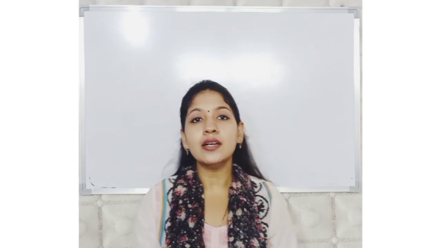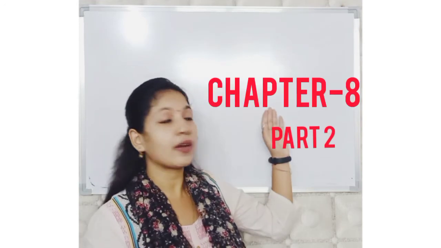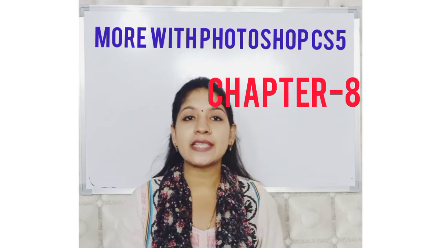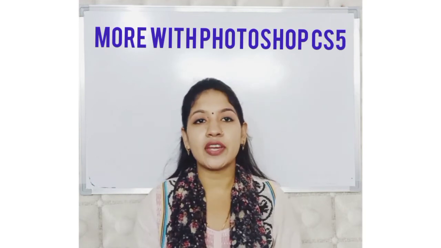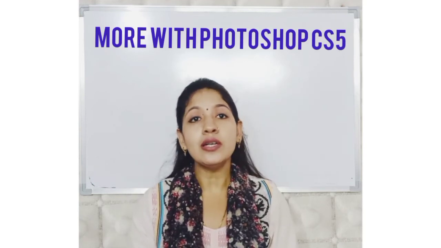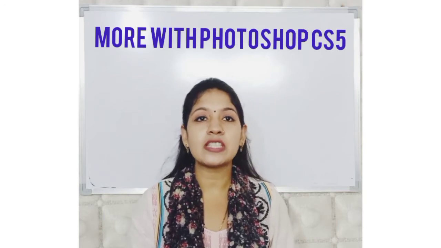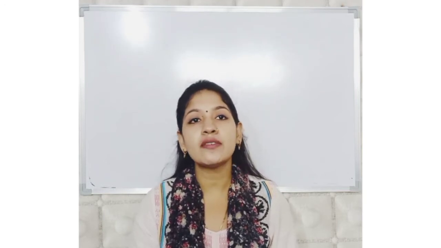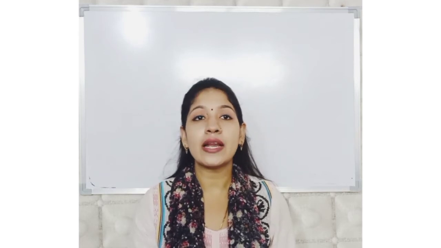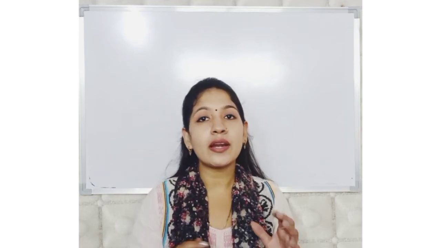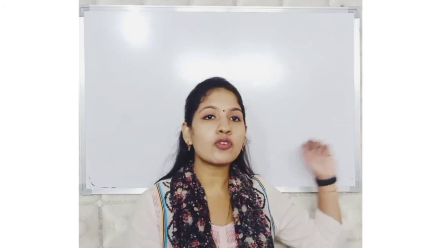Now we are here with the part 2 video of chapter number 8, more with Photoshop CS5. In this video we are going to learn some tools: how we can improve the brightness of our image, how we can apply softness to our image, how we can remove wrinkles, and how we can do red eye removal from our image. So for further practical work we will move to our Photoshop screen.